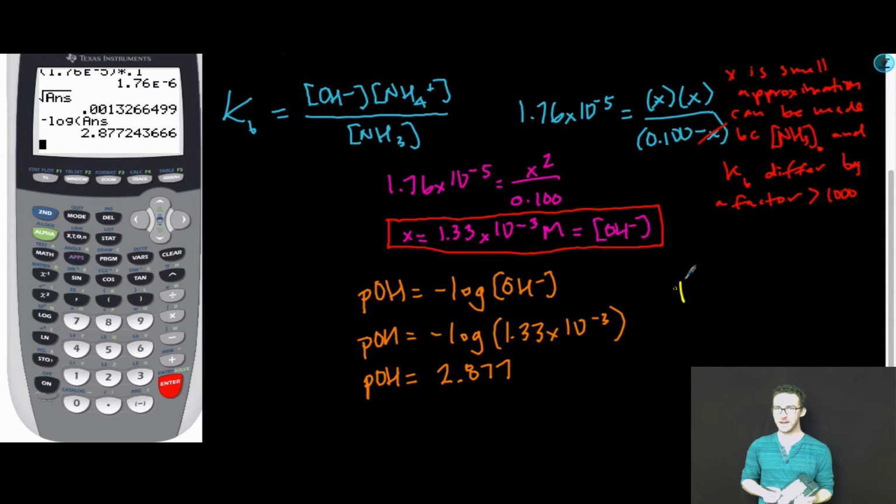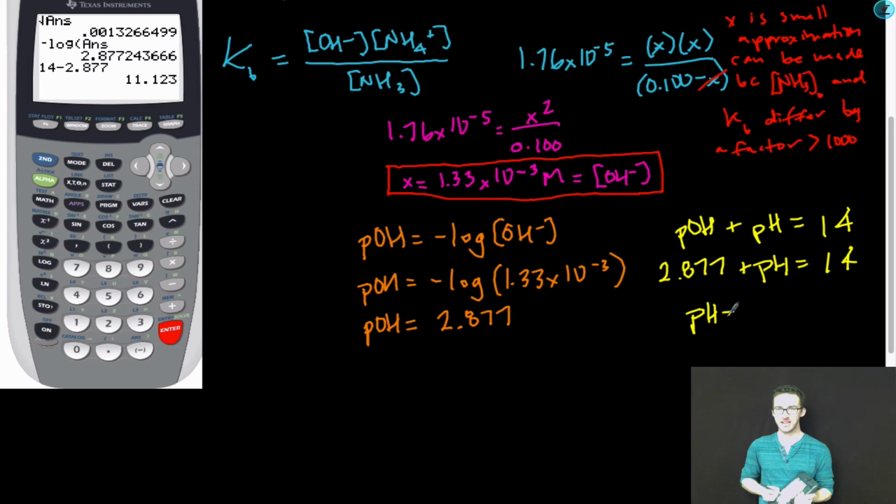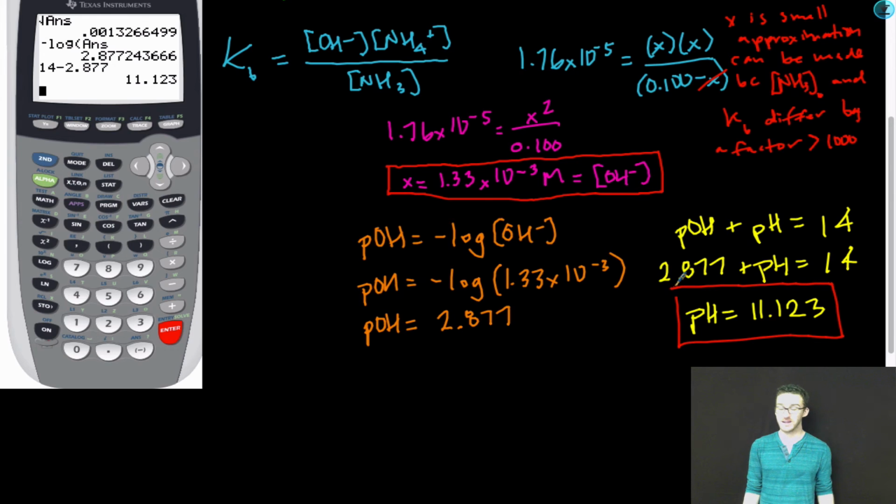But be careful, it wants pH. So recognize that pOH plus pH equals 14. We just determined the pOH to be 2.877. So a quick jump to our calculator. 14 minus 2.877. Our pH is equal to 11.123. Again, always stop and ask yourself at the end, is the pH that you calculated even make sense for the solution that you're working with? If I'm working with a basic solution, should I have a pH greater than 7? Answer, yes, it makes sense. Done.